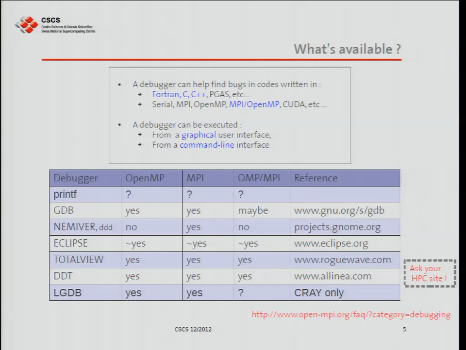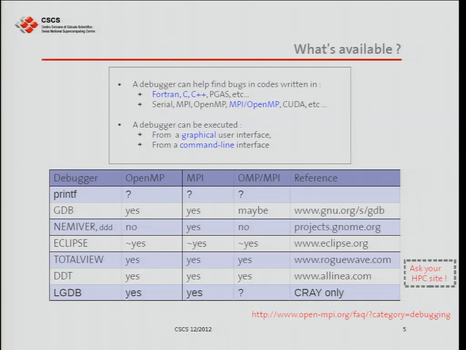But if you have a simple application, you can use the debuggers that come with Linux, for example GDB, or the graphical interface on top of GDB, like Nameweaver. That's all open source. The commercial debuggers are TotalView from RogueWave and DDT from Alinea. They are very nice and expensive debuggers. They are installed at CSCS, but you probably can ask your site if they want to buy a license for them.